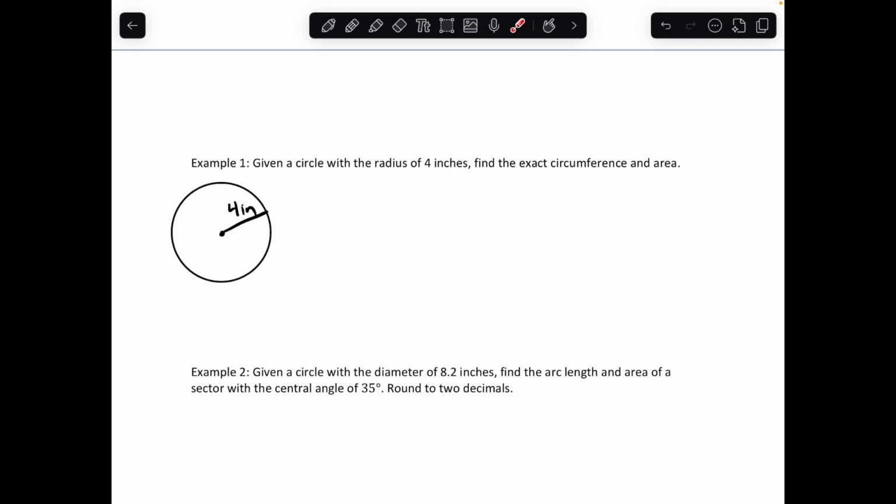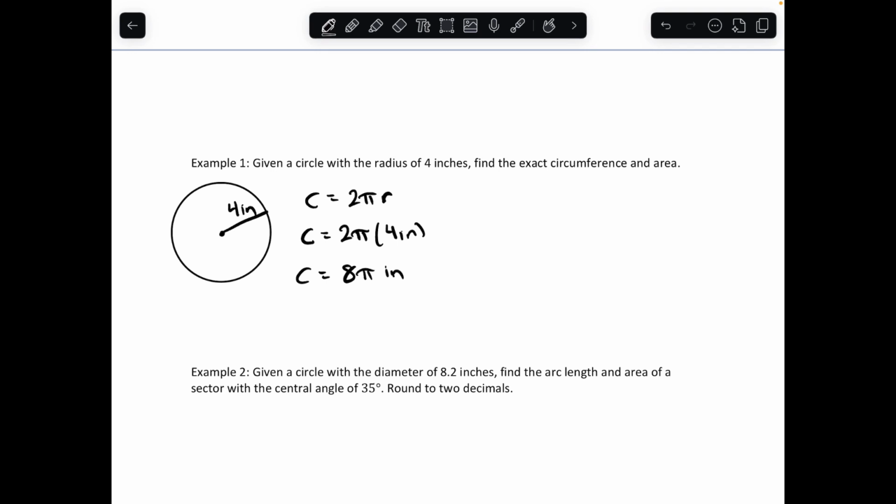First off, we want to find the circumference. So we want to find the entire length of this outside edge. Let's write down the equation for that. We know that the circumference, C, is equal to 2 pi r. We've got everything that we need, so let's plug it in. C is equal to 2 times pi, and our radius is 4 inches. Multiplying it together, we have C equals 8 pi inches.